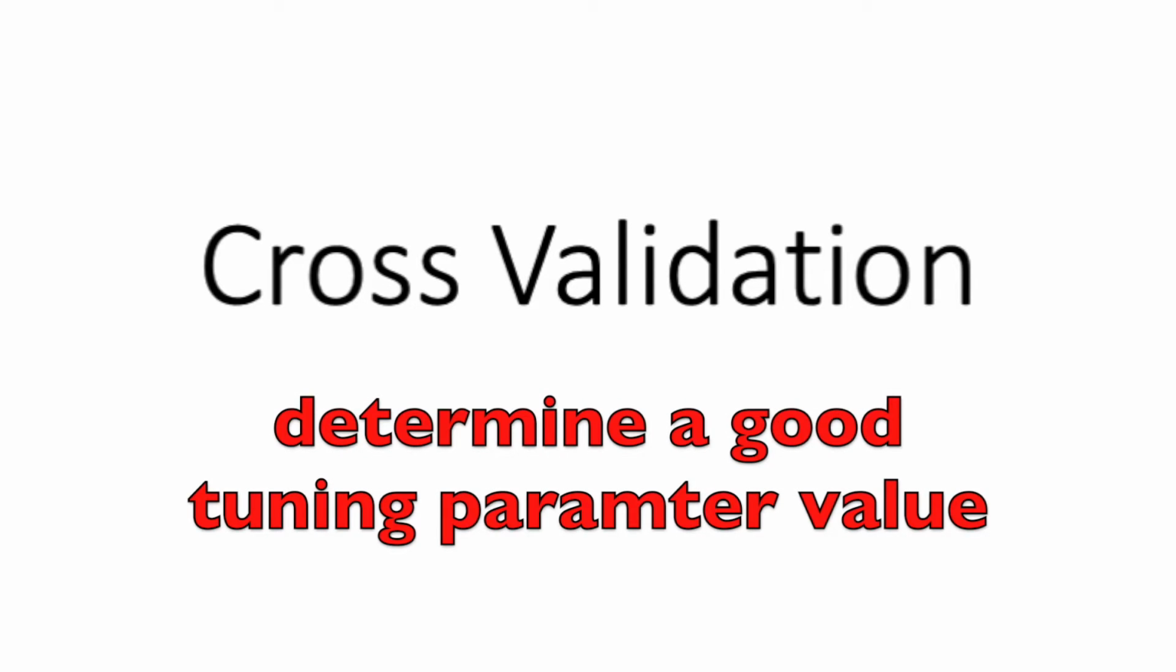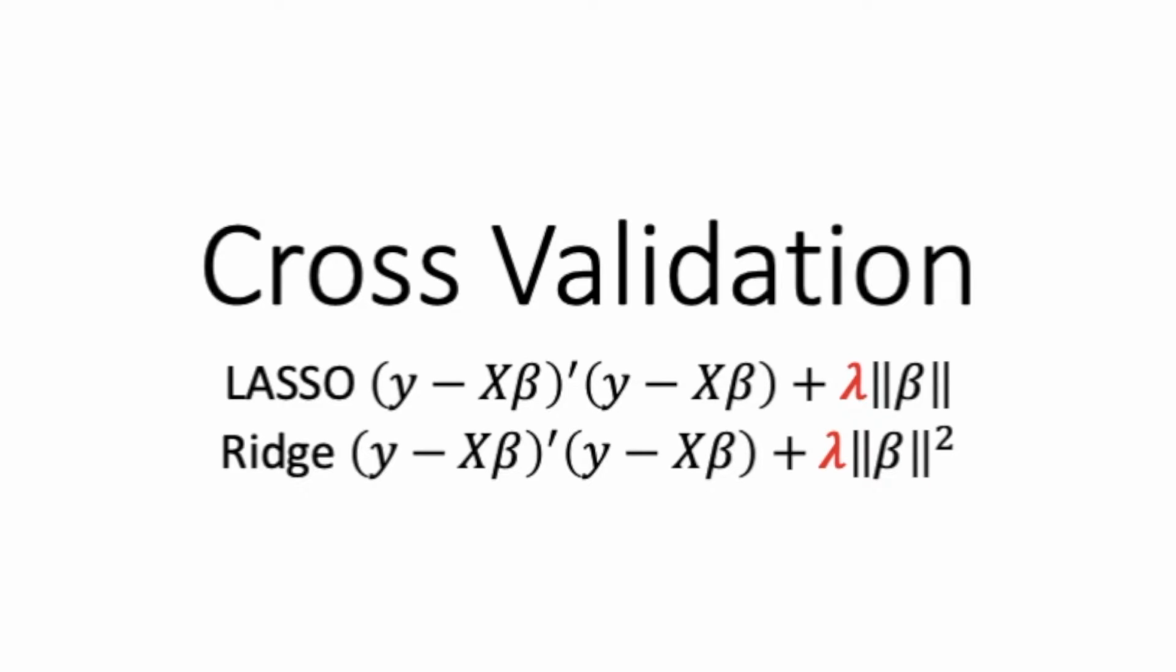After a few times of revision, I'm sure you can master the concept of cross-validation. Cross-validation is a technique that we use to determine a good tuning parameter value. Since the tuning parameter is user-defined, the choice of it can often make or break the model. For example, in the LASSO and ridge regression, lambda is considered a tuning parameter, which is user-defined, as shown in my previous video on how to do a lasso and ridge regression in R.